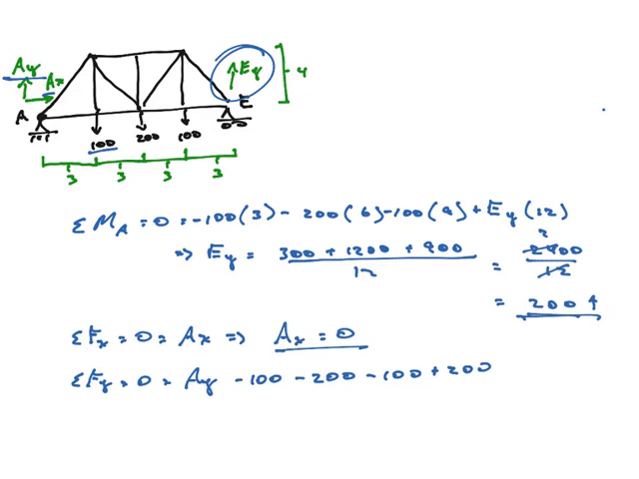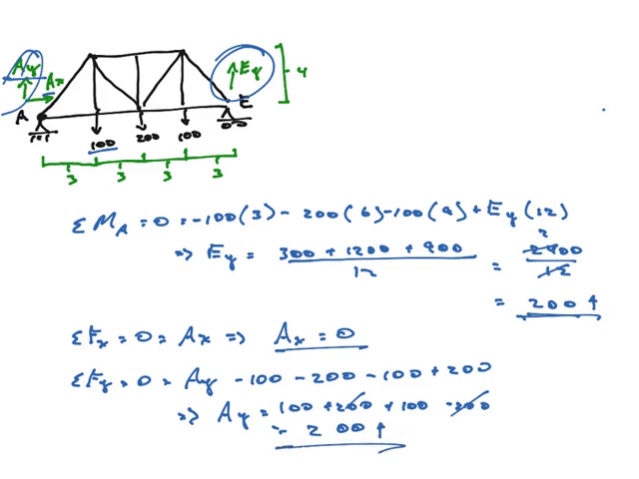Those are all the forces in the vertical direction acting on my truss, set equal to 0, so I get AY is 100 plus 200 plus 100 minus 200. So the 200s cancel, and I get AY is 200 newtons. Positive, which means the direction I guessed was correct. What direction did I guess? I guessed AY to be upwards, so it is indeed upwards. So AY is 200 as well.